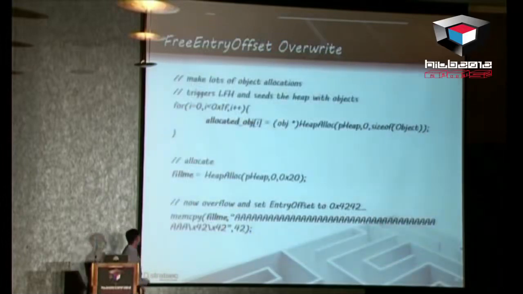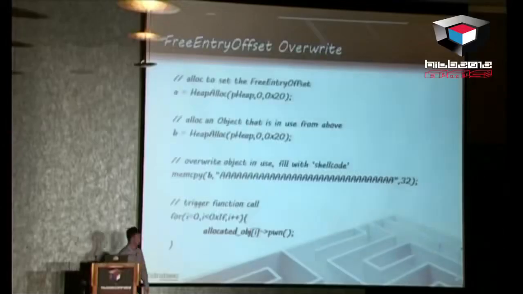The proof of concept. Basically, it's very simple again. You seed some objects in memory. This will trigger the LFH and give us something to play with. We allocate a chunk. Then we fill that up. We target the next free chunk in the user blocks. Then essentially we allocate to set the free entry offset. And then once we set the free entry offset, we allocate again, and this will allocate over the top of an object, and then we just fill that, overriding the vtable, and then force the virtual function call on that.